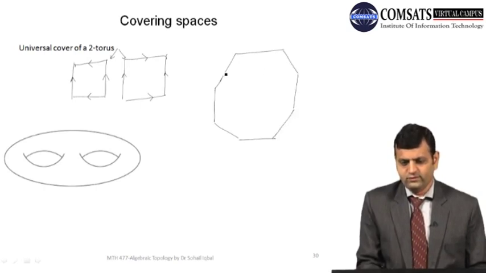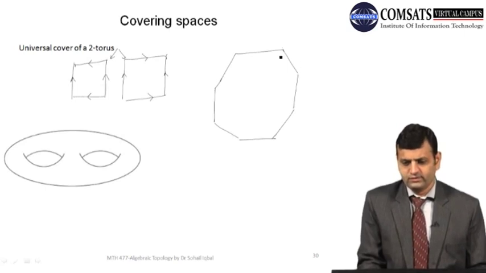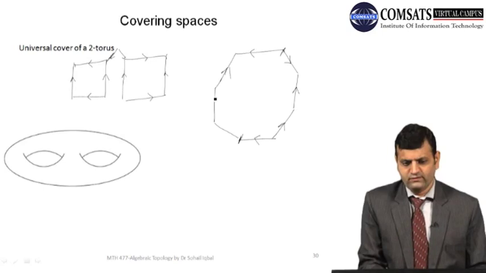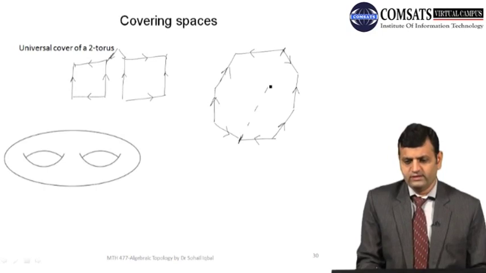So 1 2 3 4 5 6 7 8, so it's an octagon. Basically these are the sides where we have joined these things. This side goes like this, and like this, and this side goes to the opposite of this. And this point goes this way, comes in, and goes in the same way, and goes to the opposite way. So that's how we will obtain a two torus.